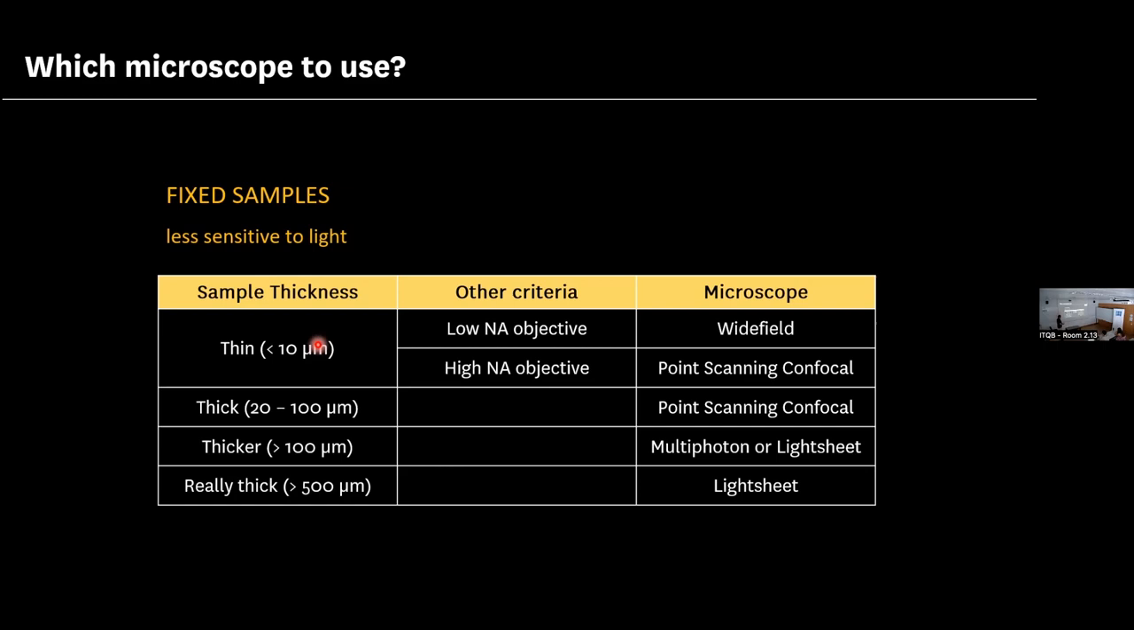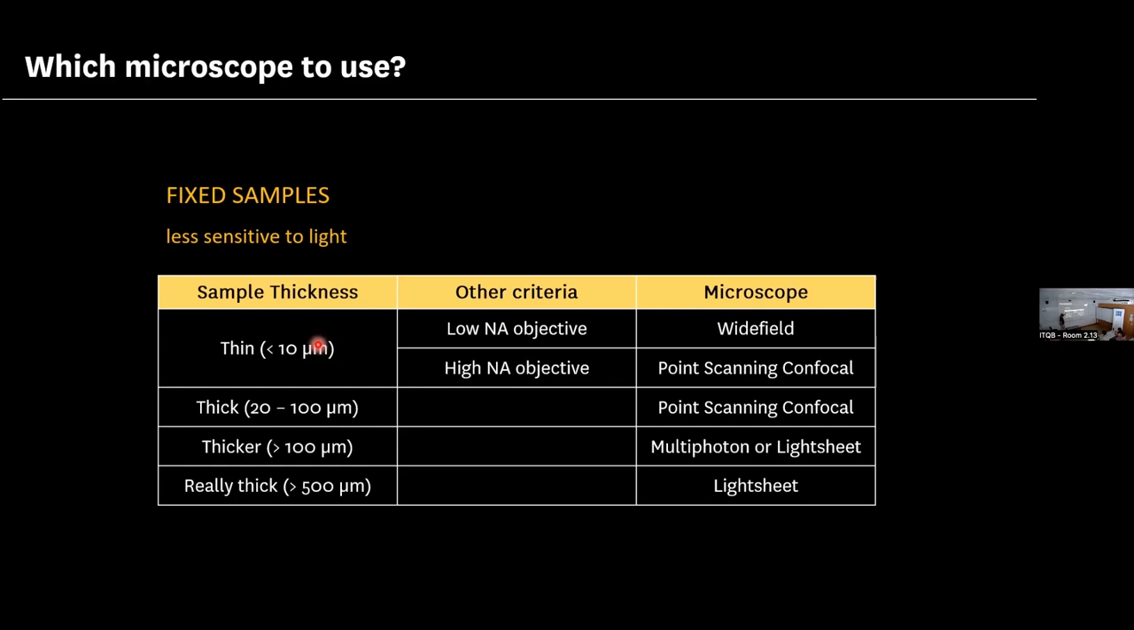These can be imaged for longer. You will most likely use a point scanning confocal, either for thin or fixed samples. For thin samples, if you want to use a high-end objective, if you want to resolve subcellular structures, you'll see that it's blurred on the wide field if you use a higher NA, so you go for a point scanning confocal. If it's a low NA, low magnification, you can go for a wide field. But if it's a high NA and the sample is thick, confocal, but not too thick.